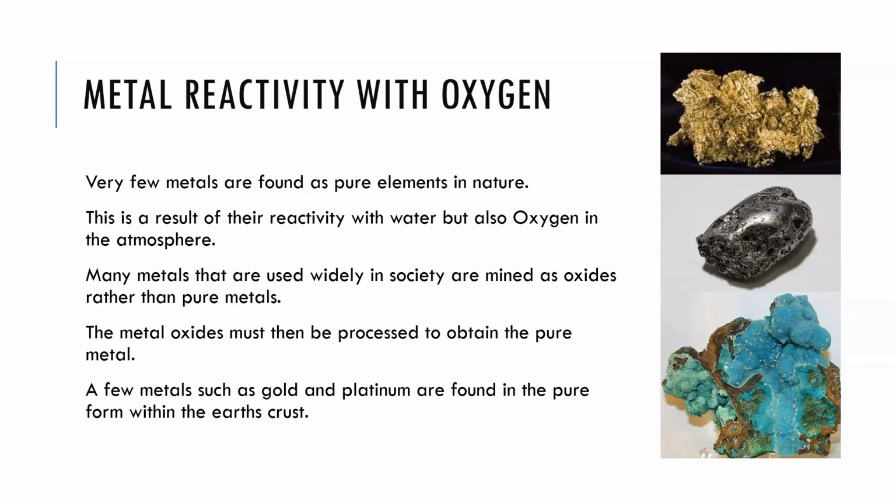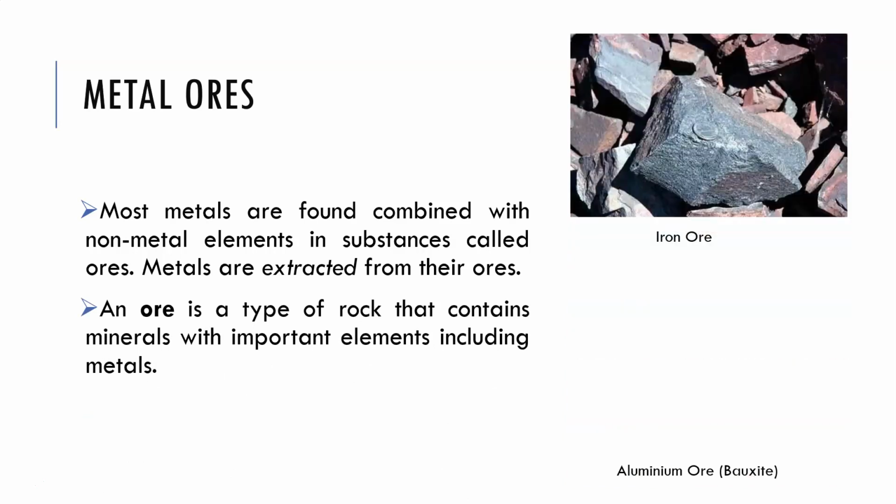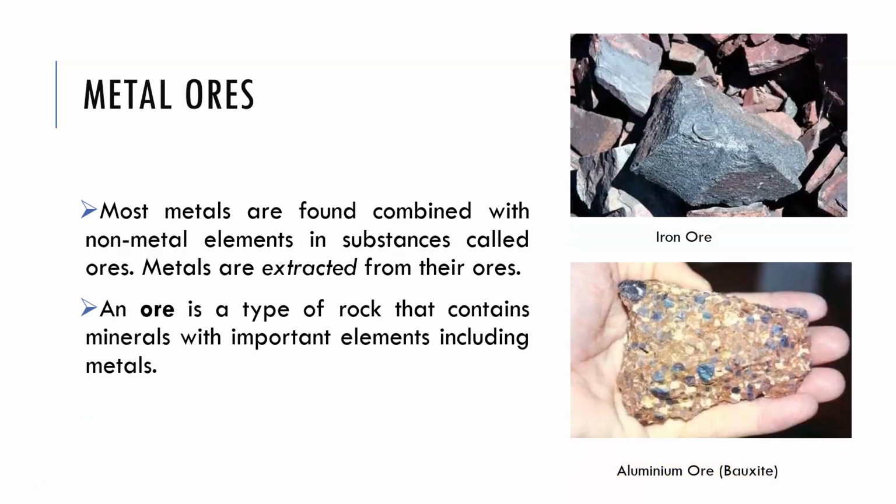So the metal oxides can be processed to obtain the pure metal, and we don't need to do that with things like gold and platinum. This one here is copper ore. We've got some silver and some gold here as well. So as we said, because most metals are found combined with non-metal elements and oxygen, these ores are then processed. So the definition of an ore is a type of rock that contains minerals with important elements, including metals.